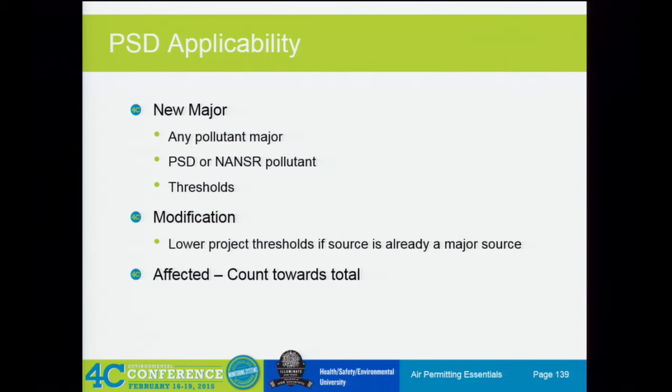And one thing to talk about is affected sources. So remember that the boiler is a good example of something that we've talked about, something that we're not actually physically changing the boiler, but it's providing additional steam to the unit. So it's going to burn at a higher rate and for a longer period of time during the year. And so there's increased emissions from that source, but it's not actually changing. Well, those emissions, you still add up the emissions from that boiler, and it counts towards our total.